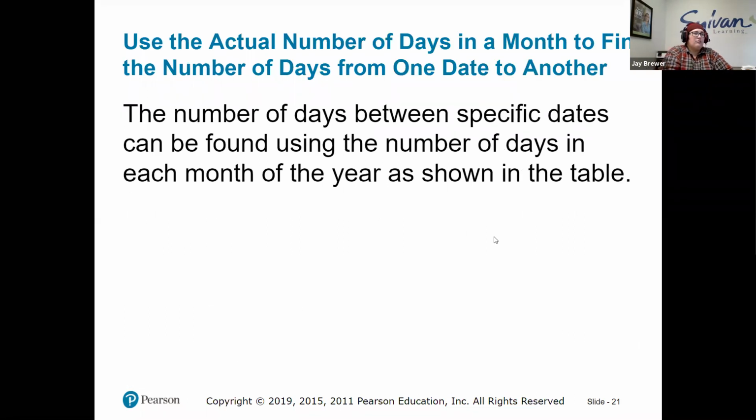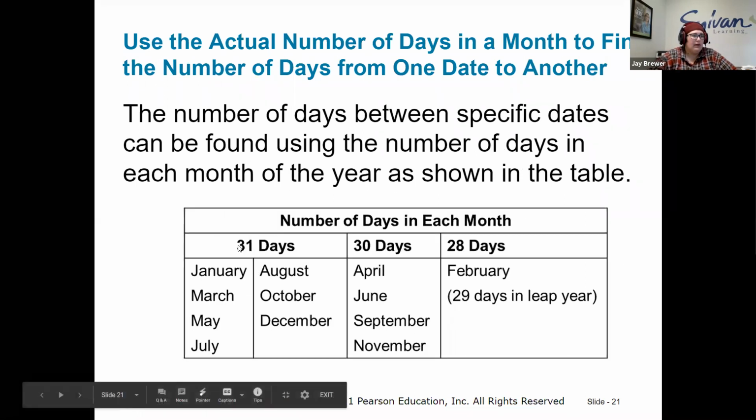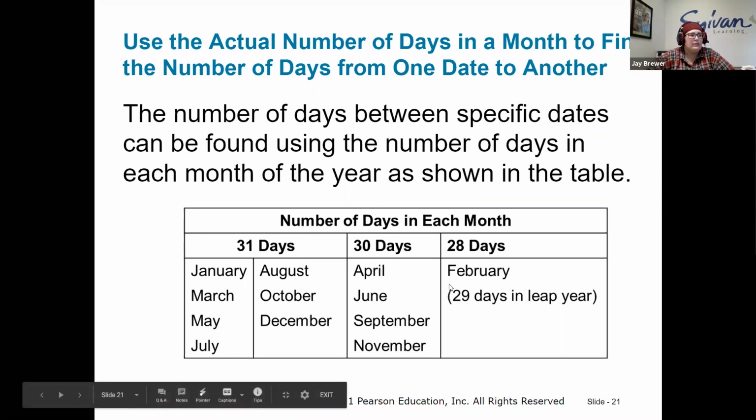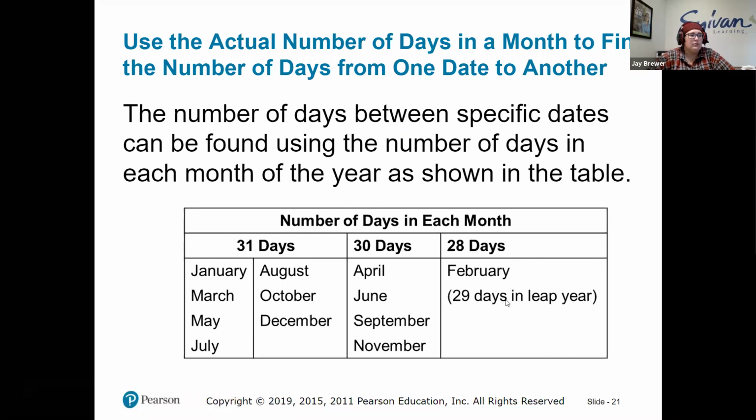All right, use the actual number of days in a month to find the number of days from one date to another. The number of days between specific dates can be found using the number of days in each month of the year as shown in the table. So here we have days that are 31. Remember, you can use your knuckle approach. You can look it up, you can memorize it, whatever you want. But we have 31 days, 30 days, and 28 days for February, except for leap years, which is 29.